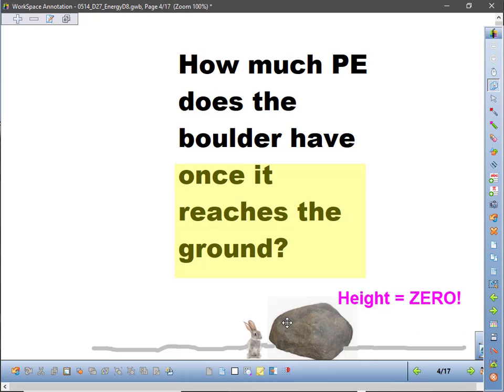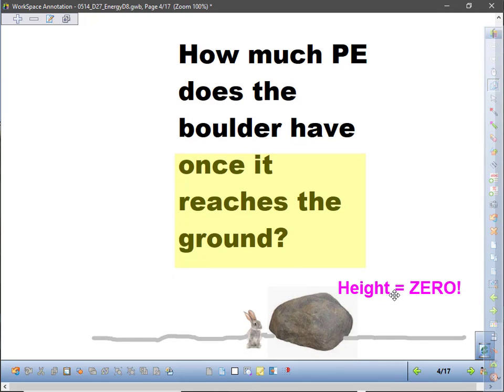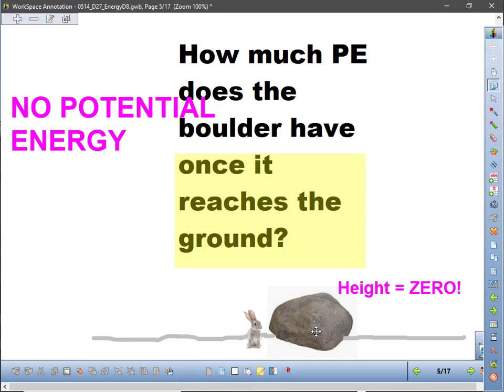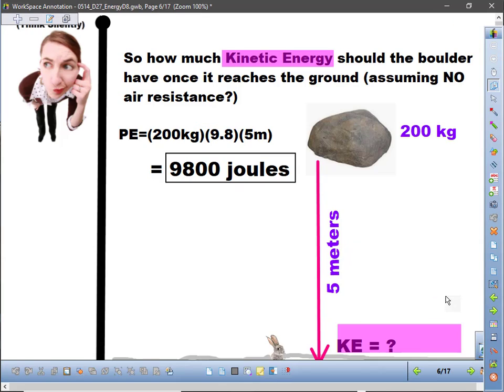It's 0. It's on the ground. So the height's 0. Since the height is 0, how much potential energy does this boulder have sitting on the ground? 0 height means 0 potential energy. No potential energy. It's just sitting on the ground. It's just sitting there. No potential.